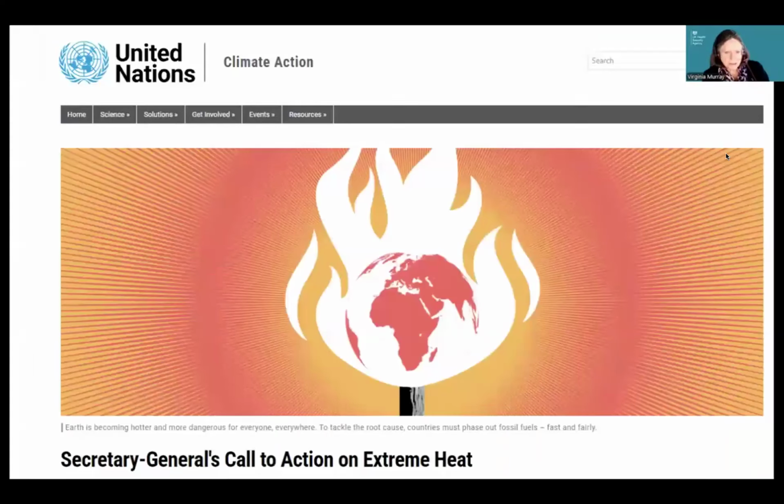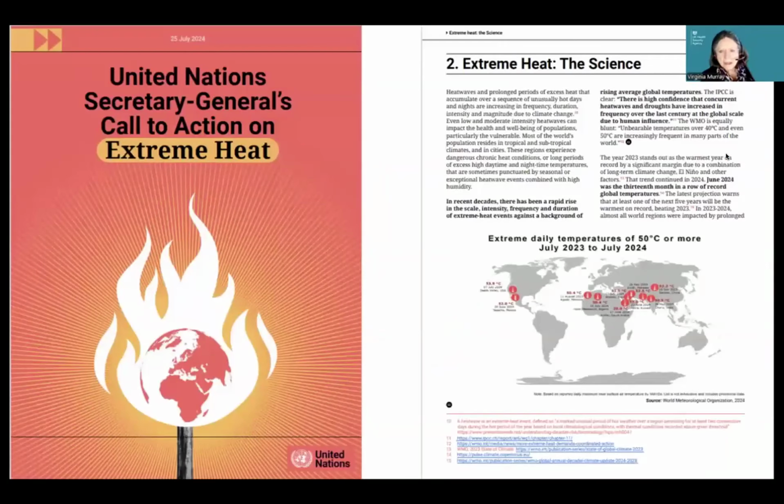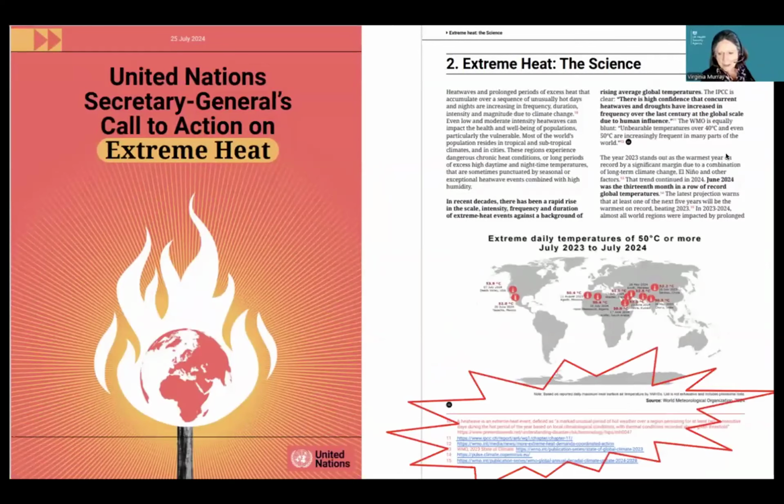He was just tremendous, and we got this report on the call to action on extreme heat, which I show you here, and I show you the first page on the science of it. But what I delight in is that the definition that is used is the one from our hazard information profiles. So what we've done is to share evidence in a way that we can follow throughout the world.